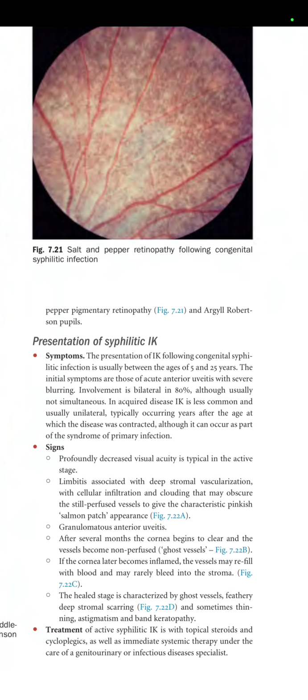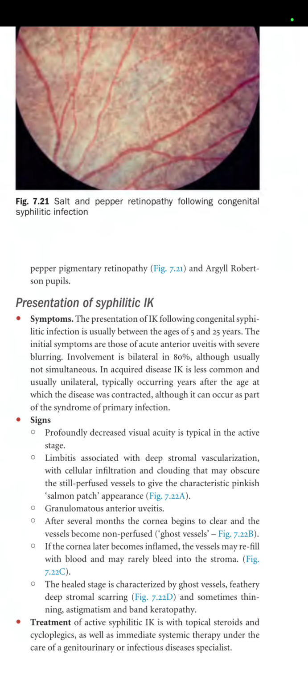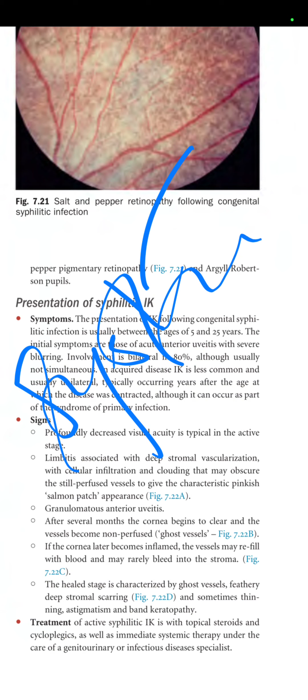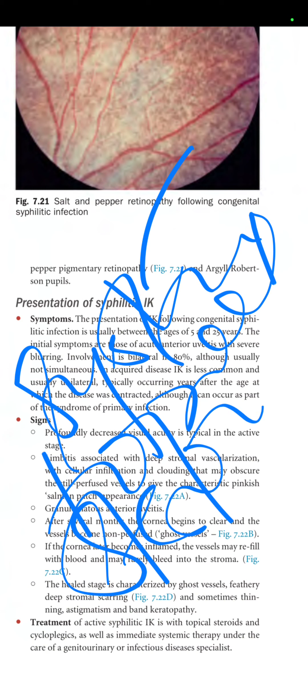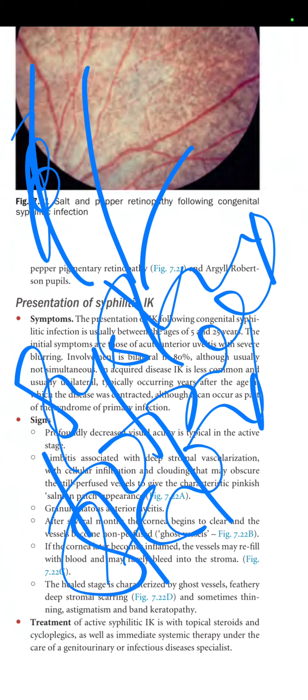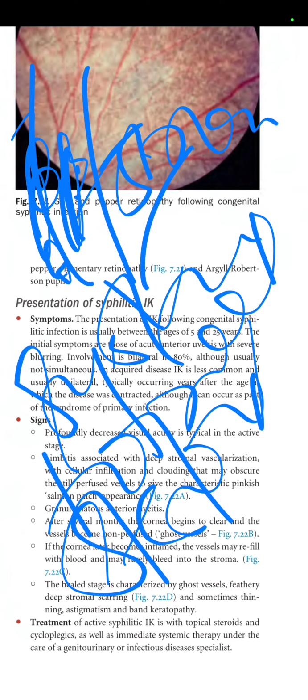So, the treatment of active syphilitic anterior interstitial keratitis is with topical steroid and cycloplegics, as well as immediate systemic therapy under the care of a venereal or infectious disease specialist. So we give systemic treatment, but in case of topical we give steroid. I told you earlier, whenever the epithelium is intact and there is a corneal stromal lesion, then we give steroid.